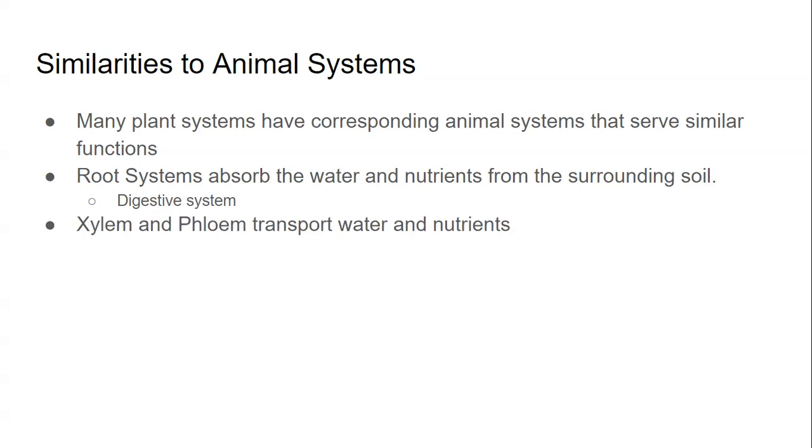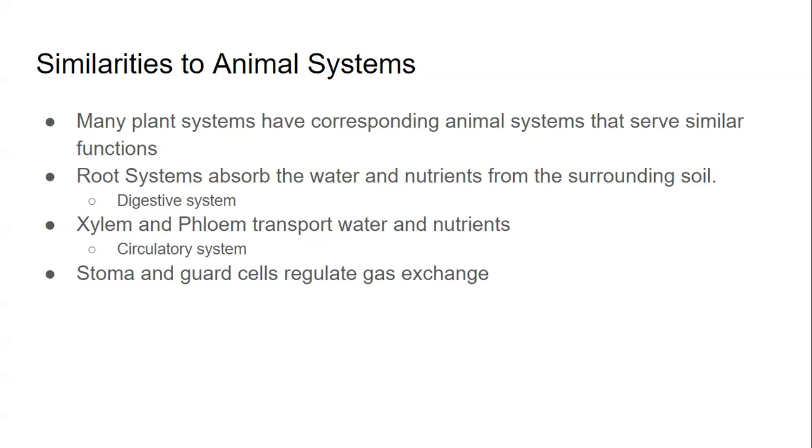We also have the xylem and phloem, which are used to transport water and nutrients. What animal system do you think might serve a very similar function? The answer for this one would be the circulatory system. The circulatory system is what moves waste products and oxygen around the body in order for us to be able to transport water and nutrients. So the xylem and phloem is very similar to how the circulatory system works within animals.